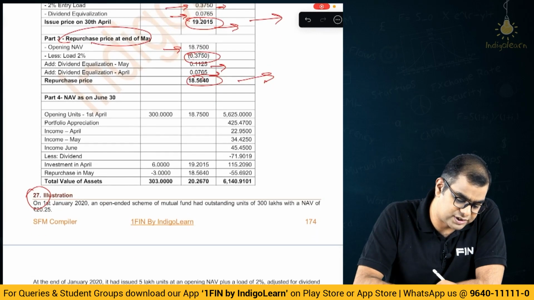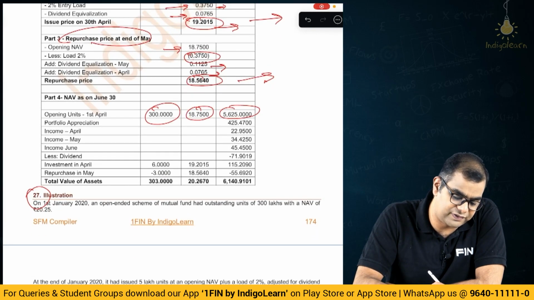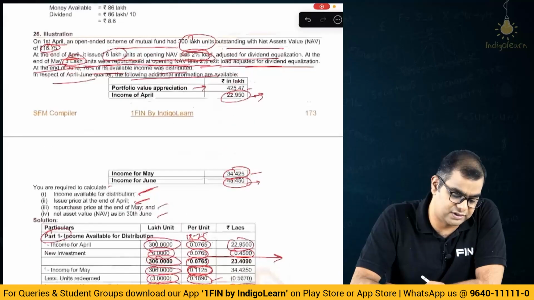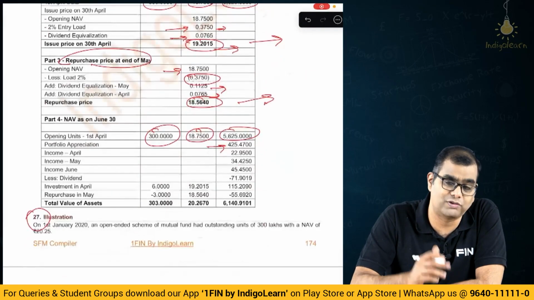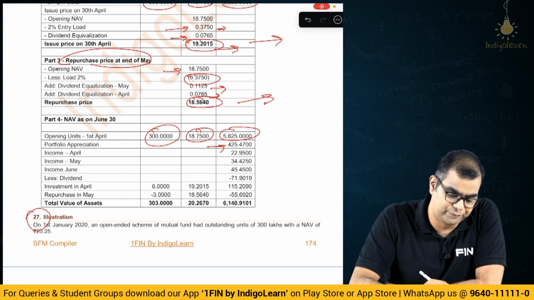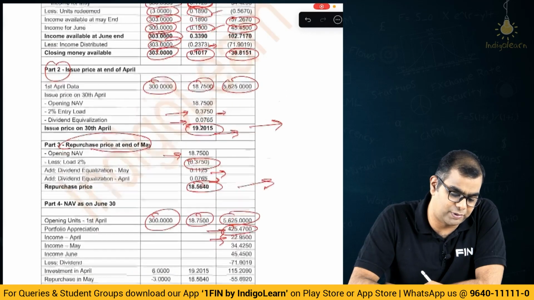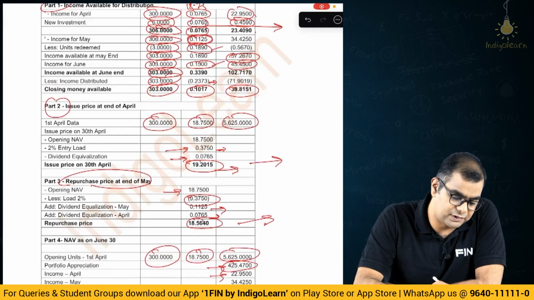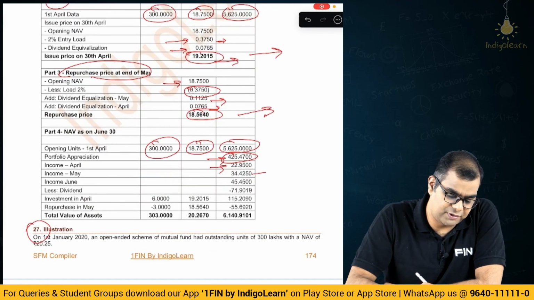So, opening units 300 lakhs, at 18.75, 5625 lakhs. Then portfolio appreciation is how much they themselves have given, some 425.47. This is over a 3-month period, April, May, June. This is the appreciation, the portfolio. Then income of April, how much? They have given 22.95, which is what we took here. Where is it? 22.95. Then same income of May, income of June.